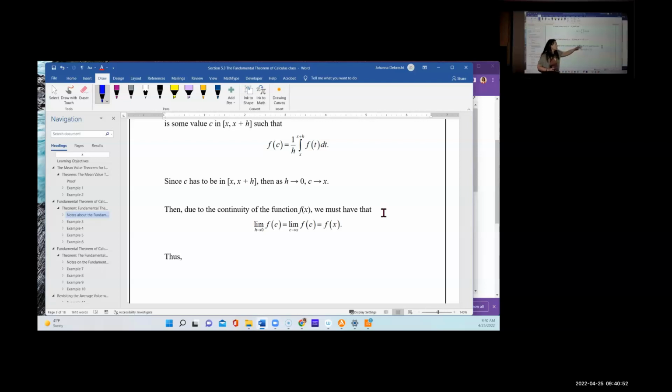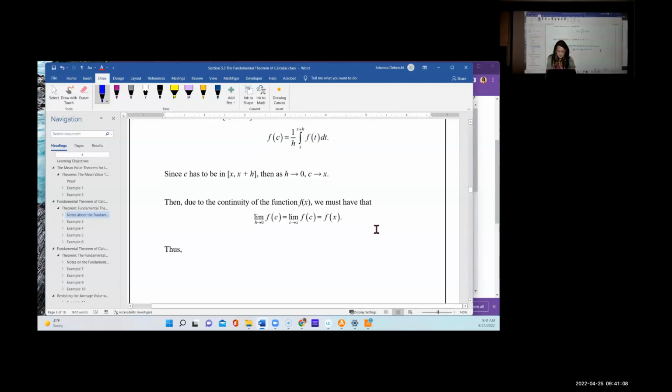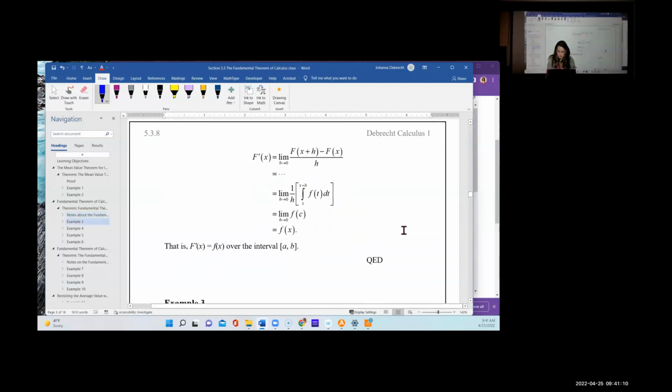As that happens, C approaches X, so we can say that the limit as H goes to 0 of f of C is the same as the limit as C approaches X of f of C. And because of continuity, that has to be f of X. Therefore, we have proved that the derivative of uppercase F of X is equal to lowercase f of X over the interval from A to B, which is the fundamental theorem of calculus part 1.